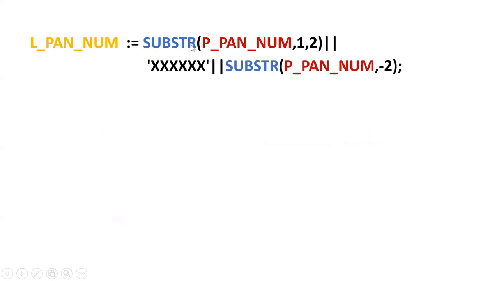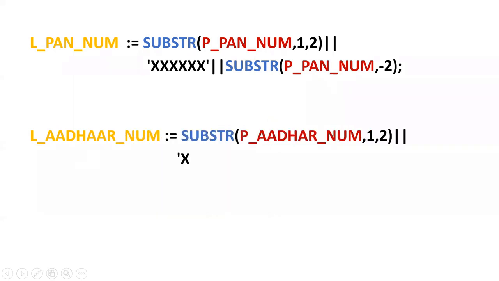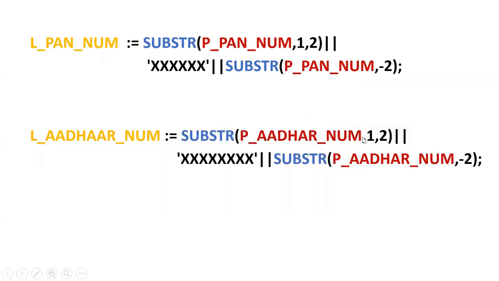How can we do that? By using substring. The remaining part we handle with the masking concept. In a similar fashion, the Aadhaar number is handled the same way: first two and last two. So 1, 2 means extract the first two characters, and -2 means extract the last two characters. The remaining characters we need to replace with XX. This is nothing but the masking concept.